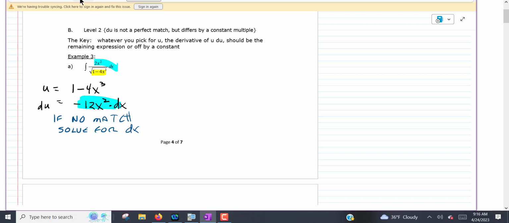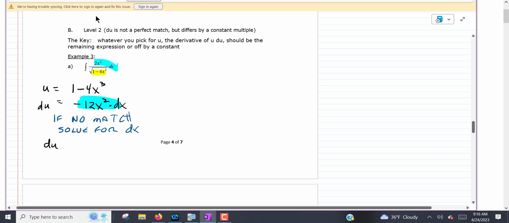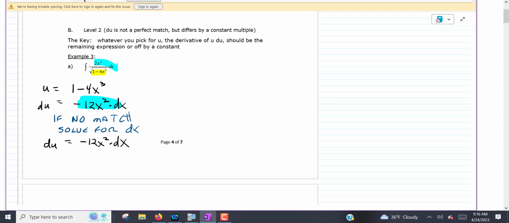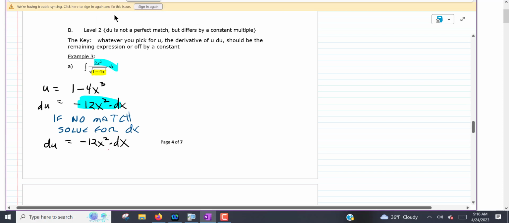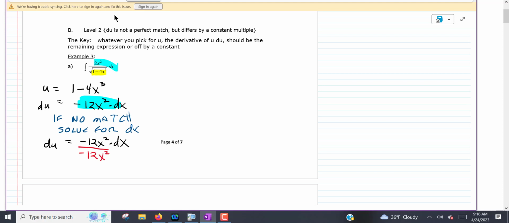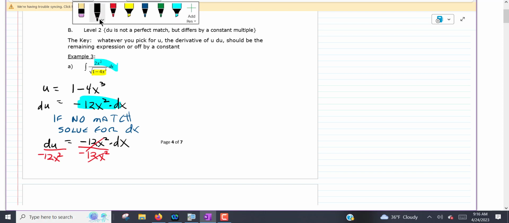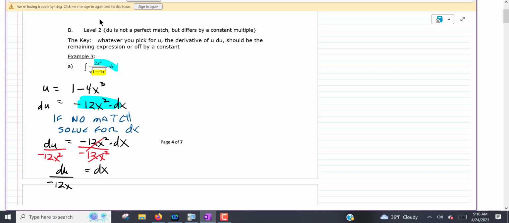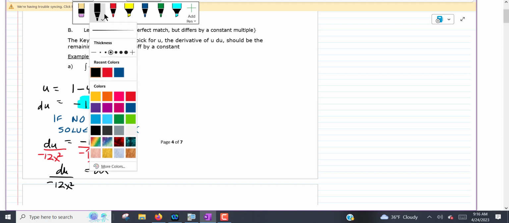So what we're going to do now is take this equation, du equals negative 12x squared times dx, and then we want to get dx by itself. So you want to divide both sides by negative 12x squared like that. So you end up getting dx is equal to du over negative 12x squared. If they don't match, then take that du equation and solve it for dx. Just always do that if they don't match. That's not a hard thing to do, but let me show you why you do this.